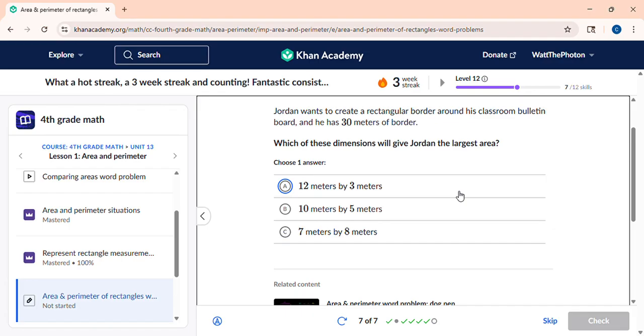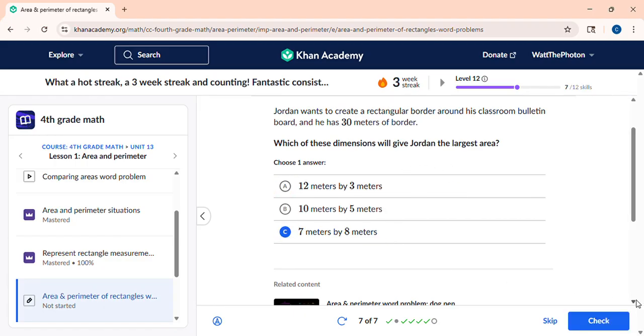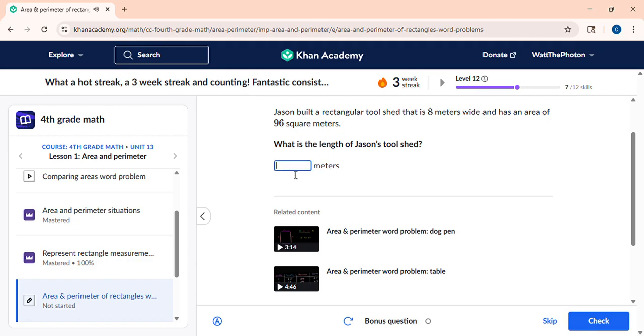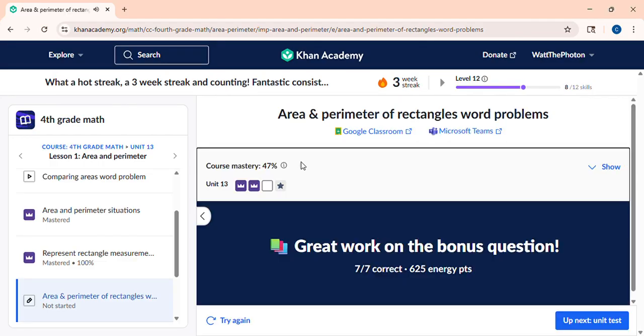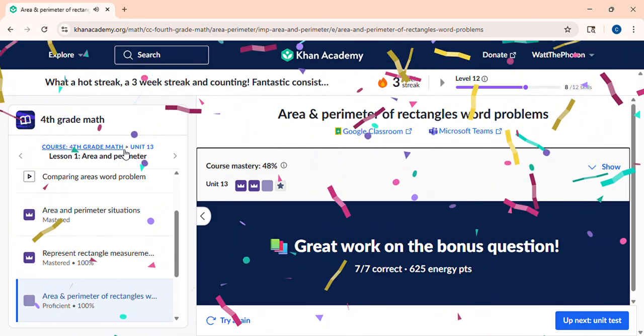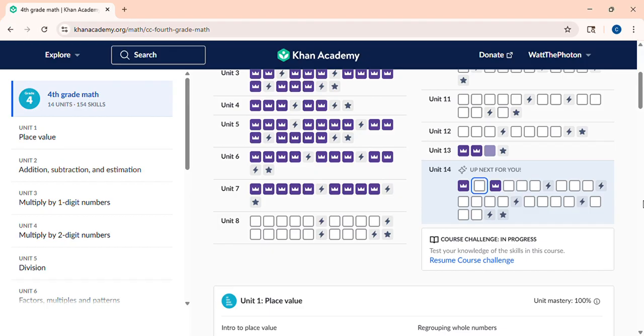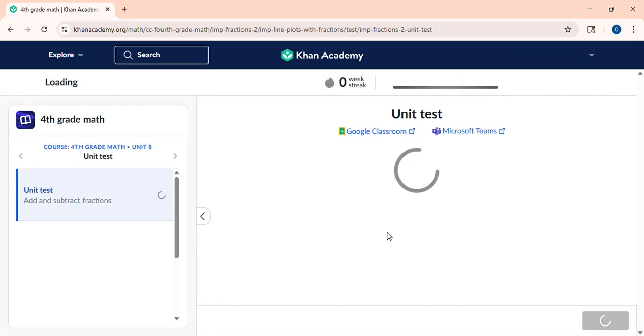Jordan wants to create a rectangular border. He has 30 meters of border. There you go. Rectangular shed that's 8 meters wide and has an area of 96. What's the length? So that's 10, 12, 12 meters. Yay. This is gonna be a long one. Yeah, it's not gonna be that long.